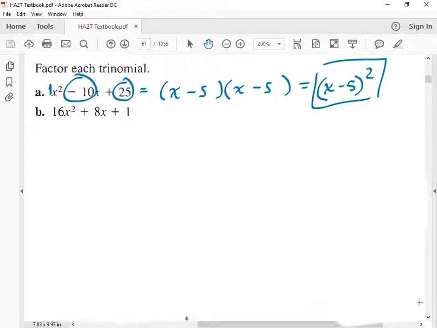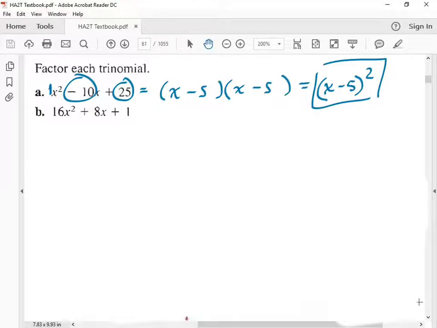Now, this is why it's special. This is a special trinomial because it's a perfect square. If I square this binomial, I get this trinomial. This also is a special trinomial. It's called a perfect square trinomial.